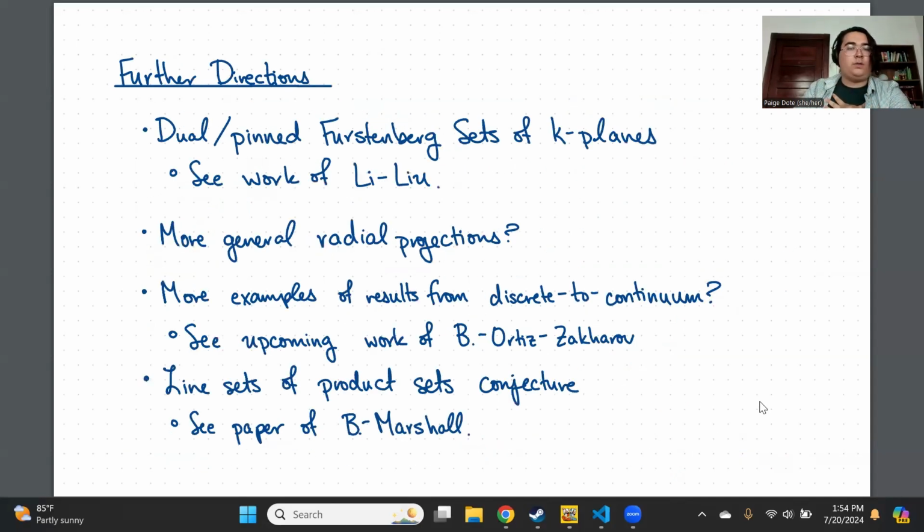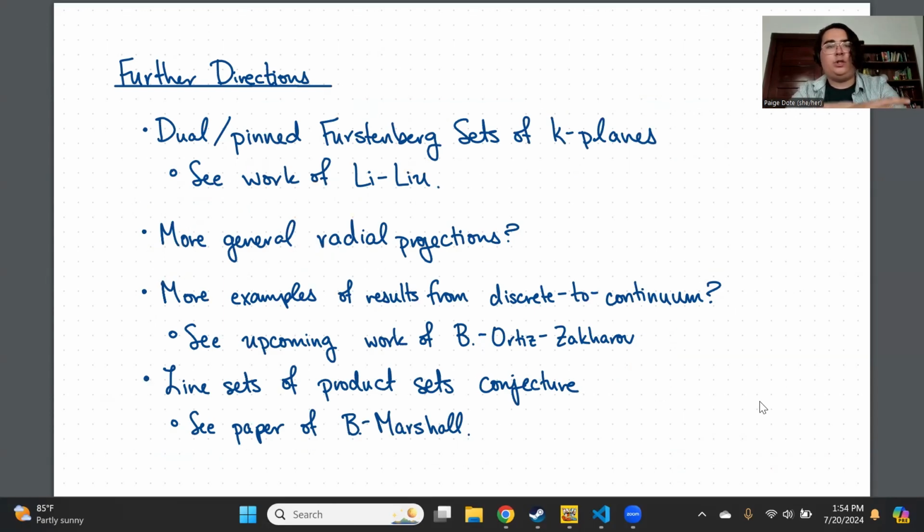Firstly, today we talked about dual Furstenberg sets of lines, or as I think they should be called, pan-Furstenberg sets of lines. But I think in higher dimensions, it'd be interesting to study unions of K-planes through pins. This was recently studied by work of Li and Liu, but I would think it should be explored further. And I think it's possible to make conjectures on what bounds we should expect based off of these discrete geometric problems.